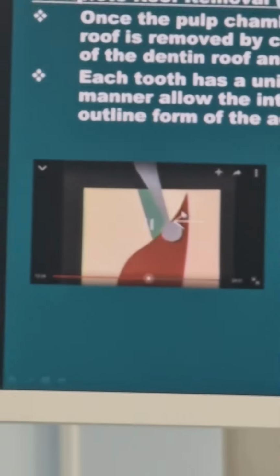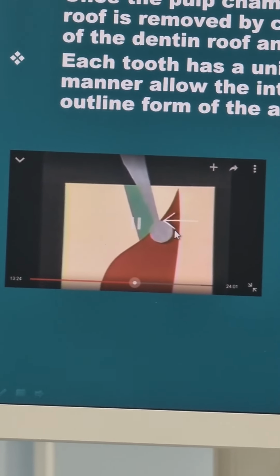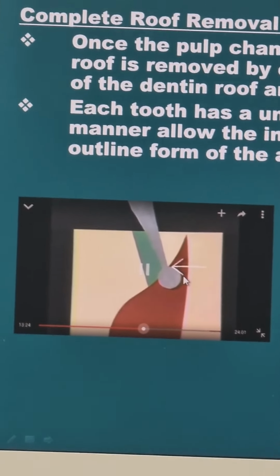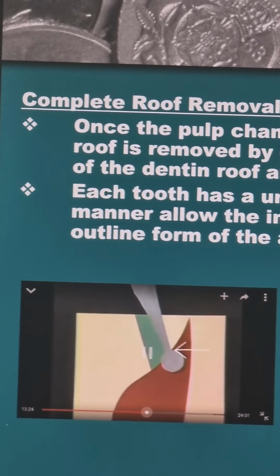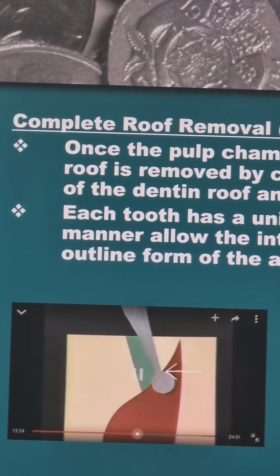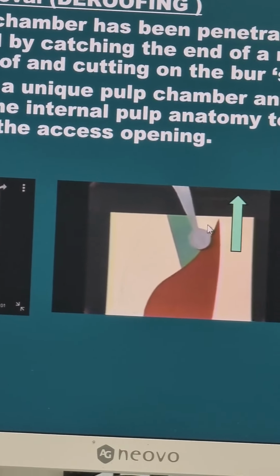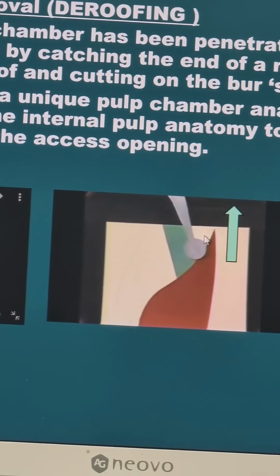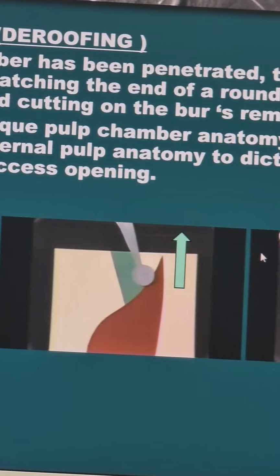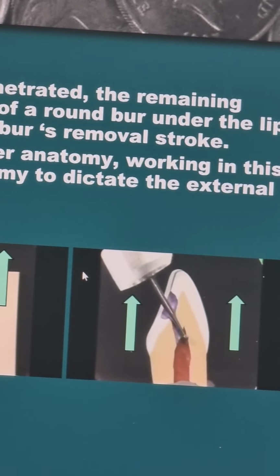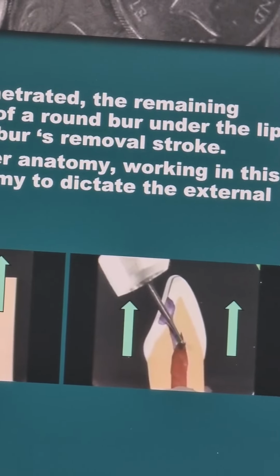So you engage the undercut of the roof of the pulp chamber with the burr head, and then you move the burr head outwards. It's like removing the undercut when you do your cavity preparation. So you go inside the tooth, engage the undercut, and then you move the burr outwards. The cutting motion is when you move the burr out from the access cavity. You keep on doing this till you remove all the pulp chamber roof. Clear this one? De-roofing.